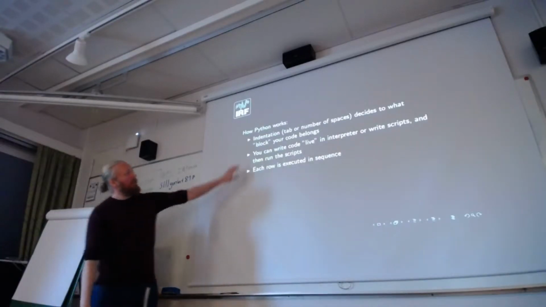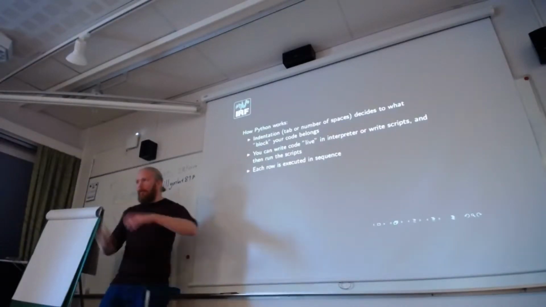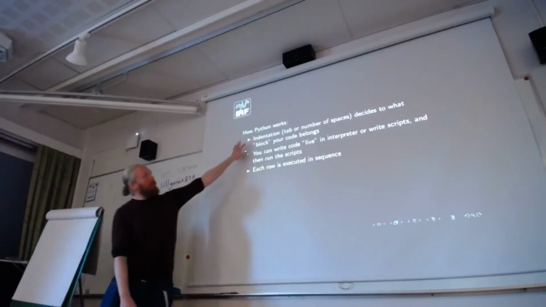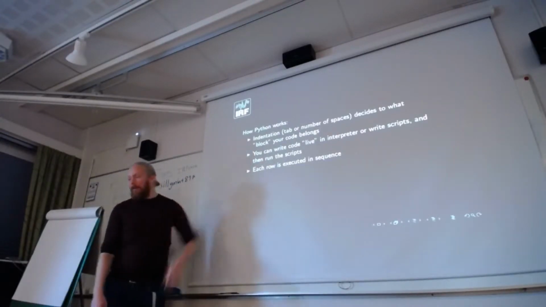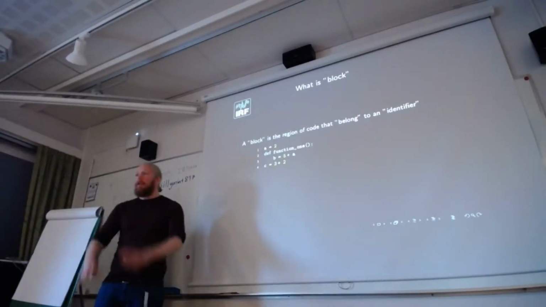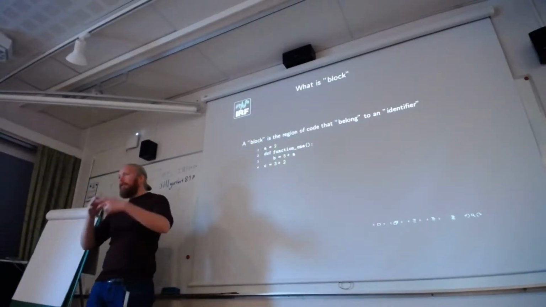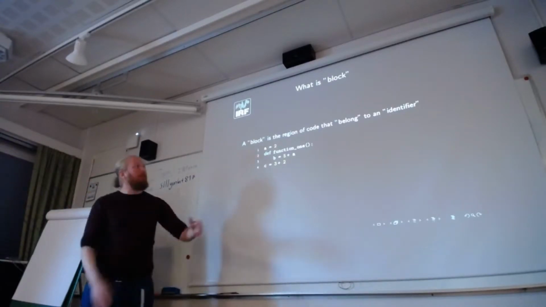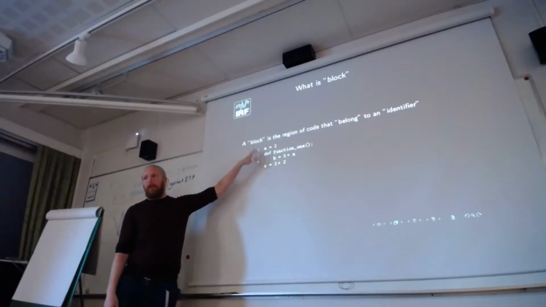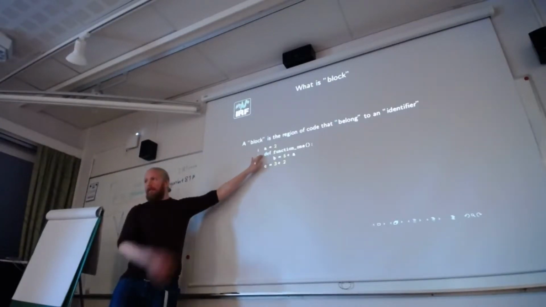Okay, and you can write code live in the interpreter. We talked about that. And each row is executed in sequence. But the important thing is this indentation block thing. So let's talk about what I call a block. A block is a region of code that belongs to some identifier. So here, this is how you define functions, for example. We'll talk a lot more about this later, but just believe me that this is how you define a function.